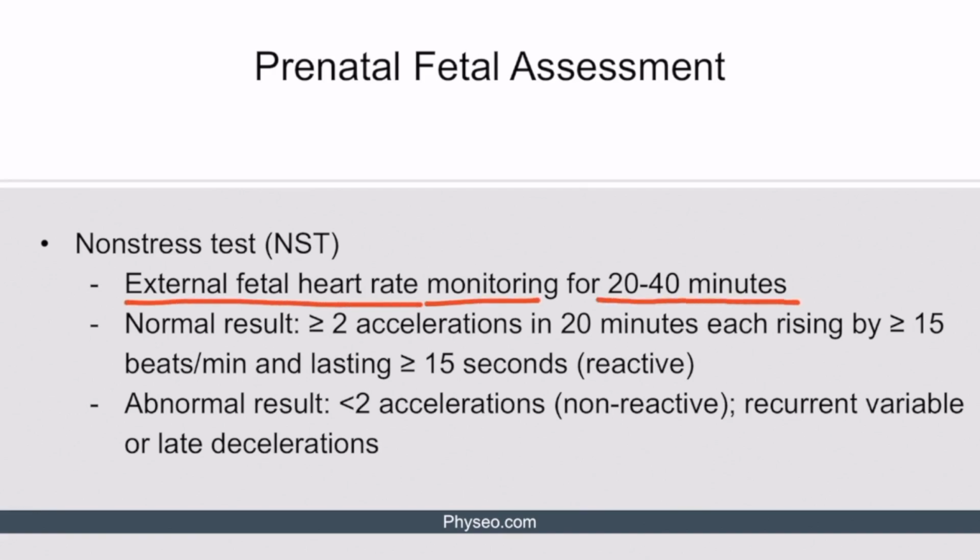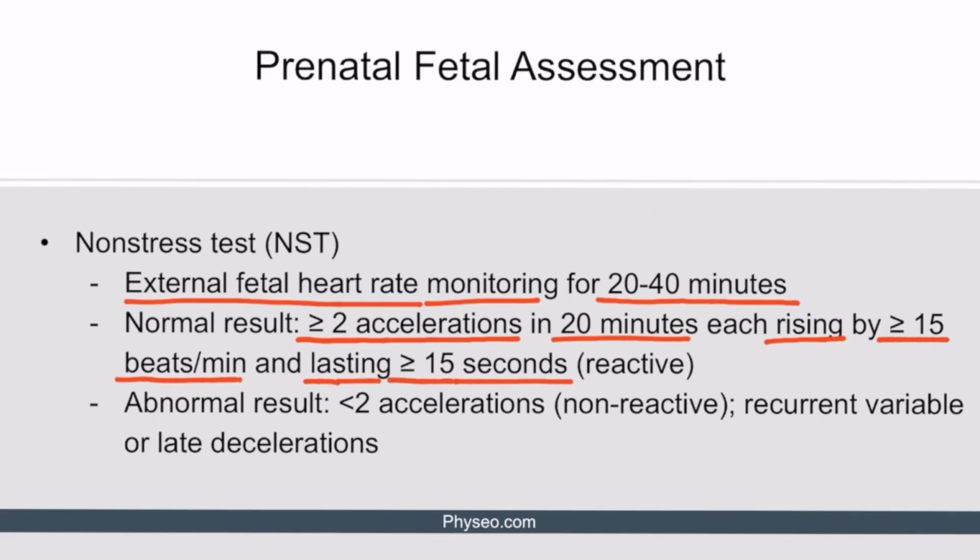A normal result is considered equal to or greater than 2 heart rate accelerations within 20 minutes, each rising by equal to or greater than 15 beats per minute, and each one lasting greater than or equal to 15 seconds. That would be called a reactive non-stress test. So that's normal. Abnormal is if during that 20 minutes, you get less than 2 accelerations, which you'd actually call non-reactive. It's also abnormal if there's a recurrent variable or there's late decelerations.